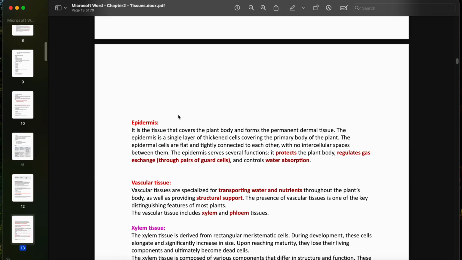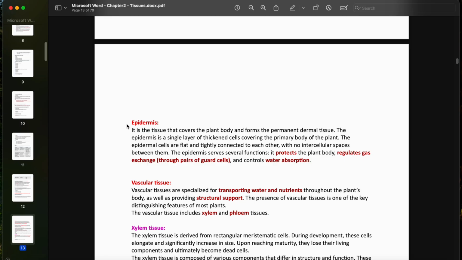And finally, we have the epidermis. The epidermis is the tissue that covers the plant body and forms the permanent dermal tissue. The epidermis is a single layer of thickened cells covering the primary body of the plant. The epidermal cells are flat and tightly connected to each other, with no intercellular space between them. The epidermis serves several functions, and the functions are very important. So you will say that it protects the plant body, regulates gas exchange through pairs of guard cells, and controls water absorption.